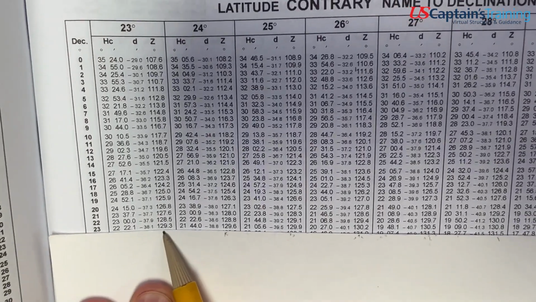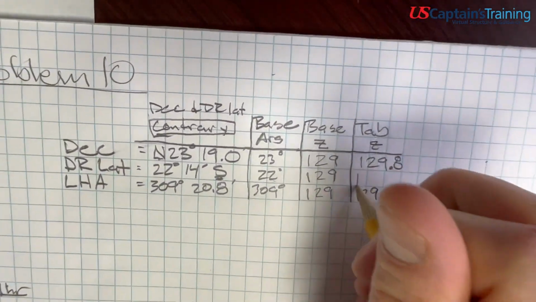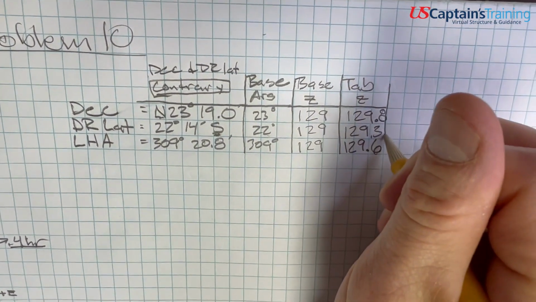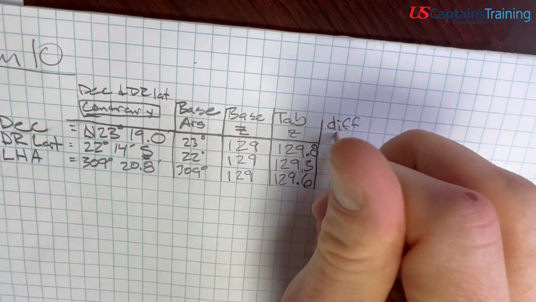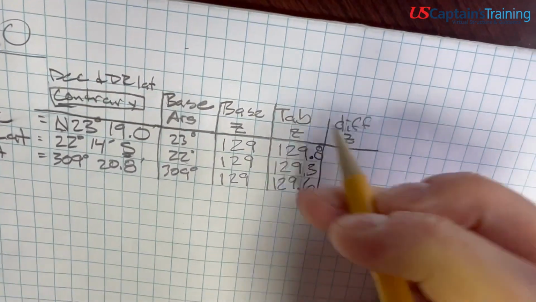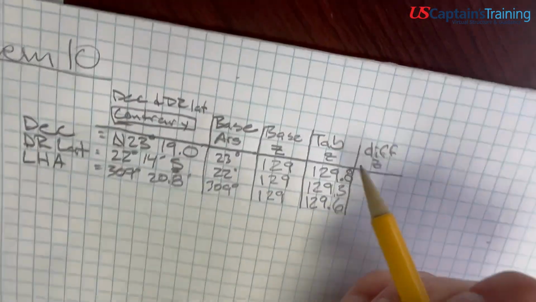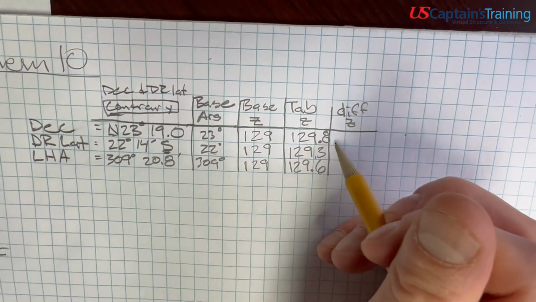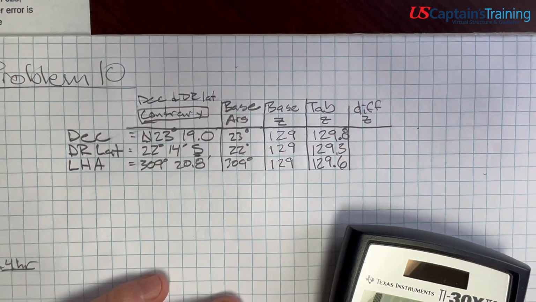129.3. Good. Excellent. Now we need to find the difference in the angle between the base and the tabulated, or I should say the tabulated and the base. So do tab minus base to make sure you get the right sign on your number, whether you're adding or subtracting it.